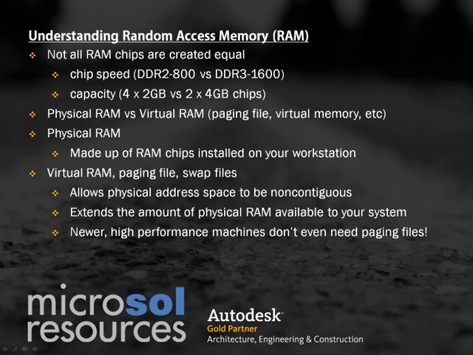Also understand that physical RAM versus virtual RAM, paging file or virtual memory, they're actually considered the same thing. Physical RAM is actually made of the chips itself installed on your workstation, whereas virtual RAM, paging files, or swap files, they're actually allocated by your operating system. It allows the physical address space to be non-contiguous. It extends the amount of physical RAM available to your system, but keep in mind that the newer high-performance machines don't need any paging files itself. So if you want to load your 64-bit machine with 32 gigs of RAM, that's preferred.